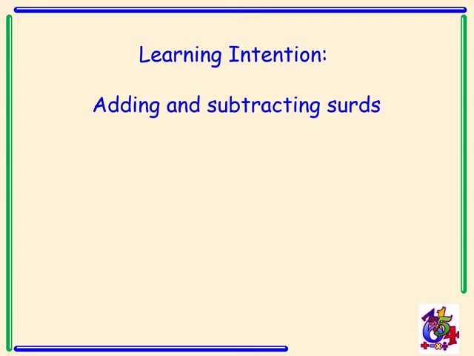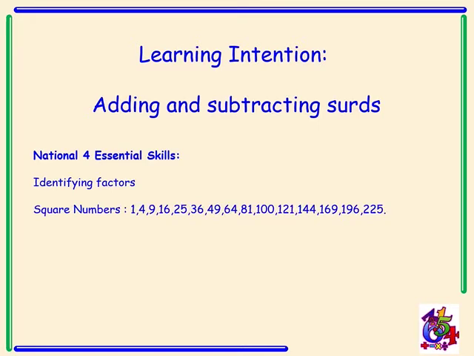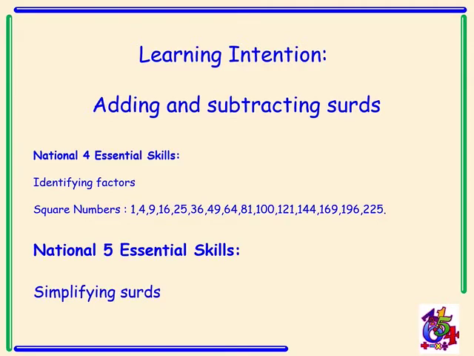Today's learning intention is adding and subtracting surds. The National 4 essential skills are identifying factors and knowing your square numbers, and you also need to be able to use your National 5 Just Learn skill of simplifying surds.